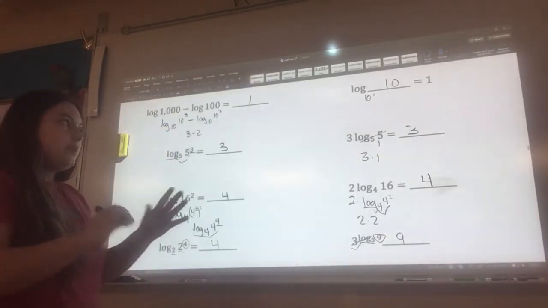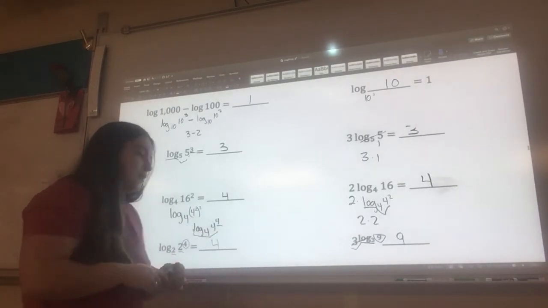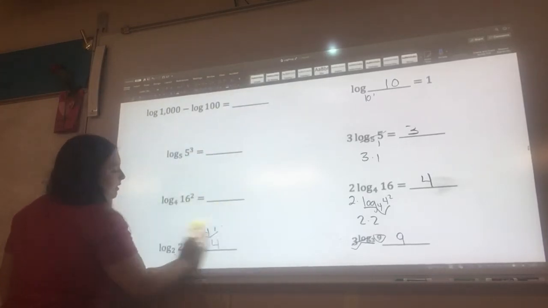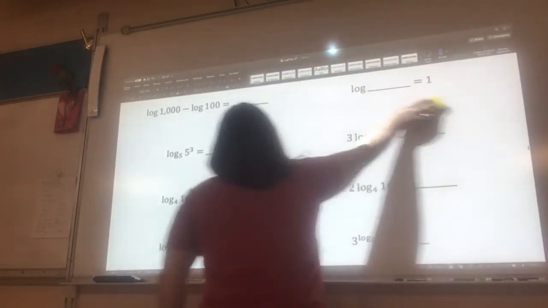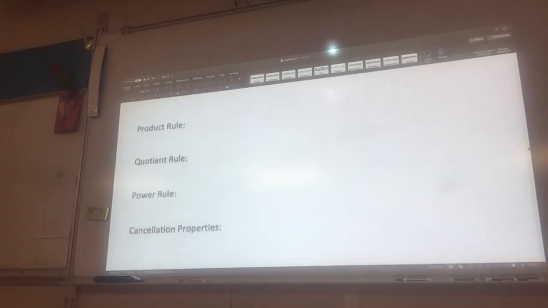So we just kind of went through the generics of the properties, and we're going to go into the generalizations of them. That way you have a formula that works with everything we just looked at. So if anything, please make sure you have the formulas written down so that you can refer back to them later.